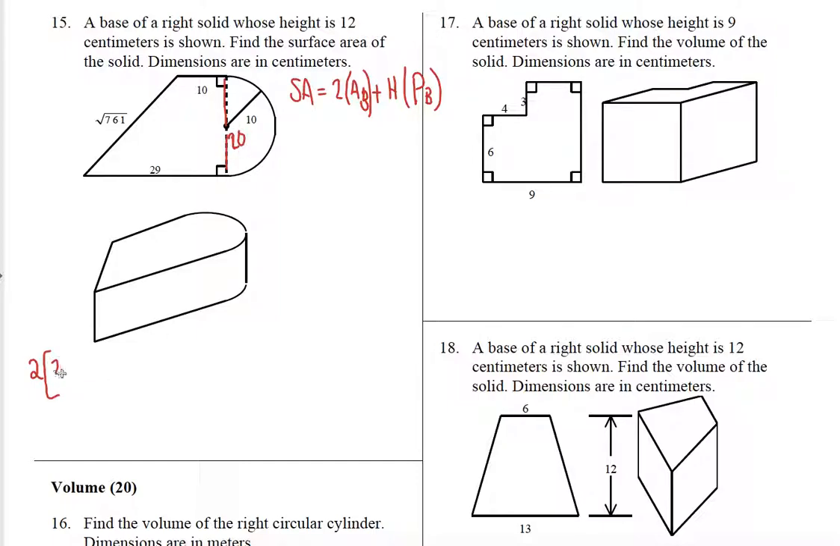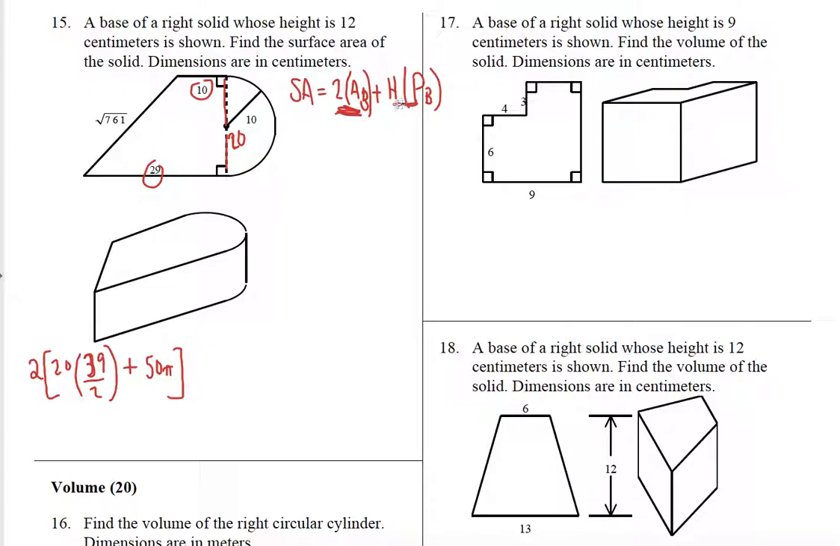So I say 20 times the sum of the bases. We know the area of the trapezoid is the sum of the bases times the height divided by 2. So that would be 39, 39 divided by 2. Plus the other part of the area is this half circle. So that would be 100 pi over 2, or just 50 pi if you want. So we got this part of the formula done.